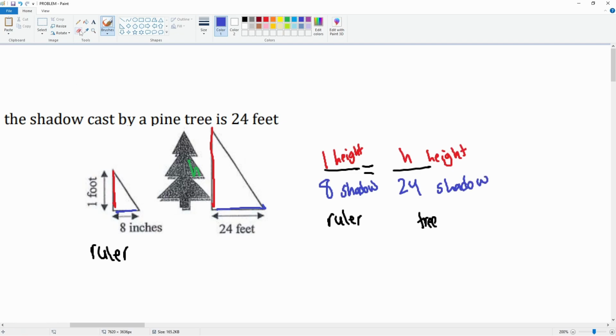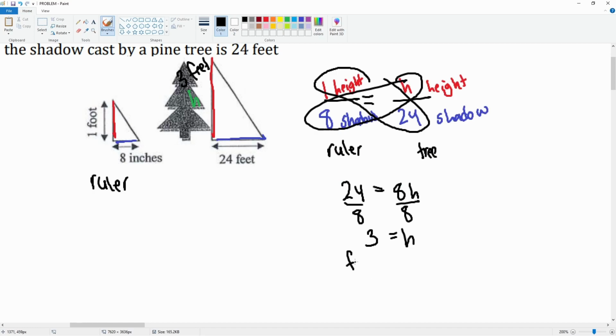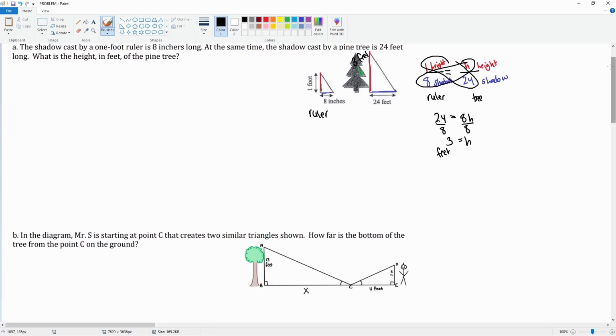Okay. So here we can now cross multiply. So we have 1 times 24, which is just 24. H times 8, which is 8H. Divide by 8 to both sides. You get 24 divided by 8. It is 3. So the height of this tree here is 3 feet. Okay. Because they're similar. There you go. 3 feet. Good.